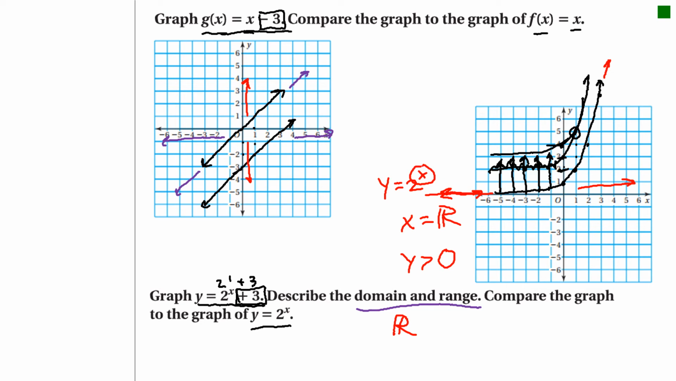So what happens to the range in the second problem, y equals 2 to the x plus 3? Well, that new line, which I messed up last time, seems to hug right here, y equals 3. So the domain in the second problem remains x equals all the real numbers, but now y has to be greater than 3, not greater than 0.